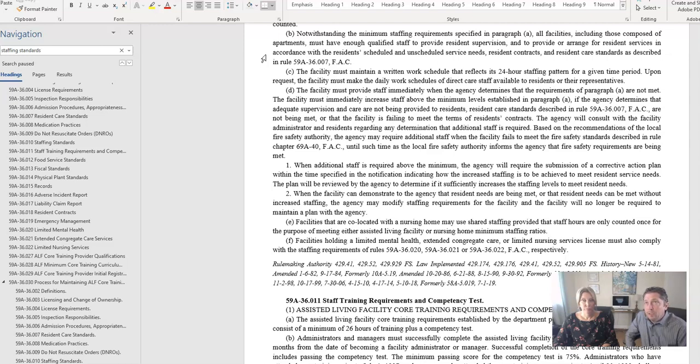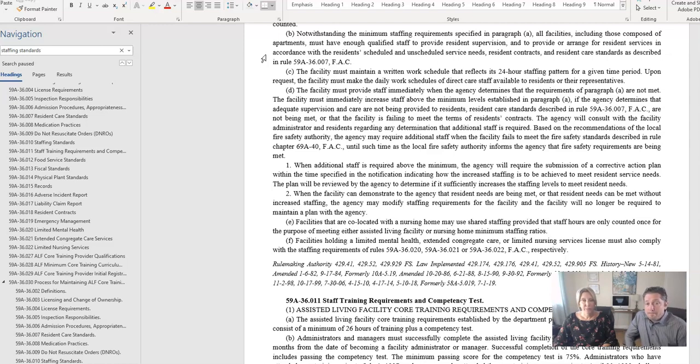So just because you're meeting the standards, the state comes in and they notice that maybe it appears they're not getting the care they need, and you say, well, look, I'm meeting the staffing standards according to the requirements, they'd say, nope, you're not meeting their needs as described in their contract and their care plans and everything else.